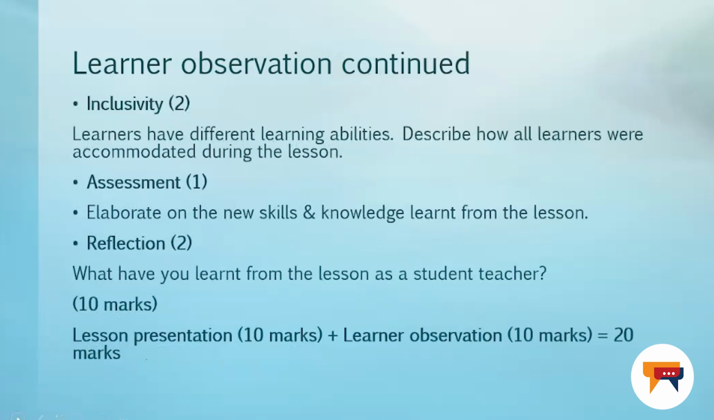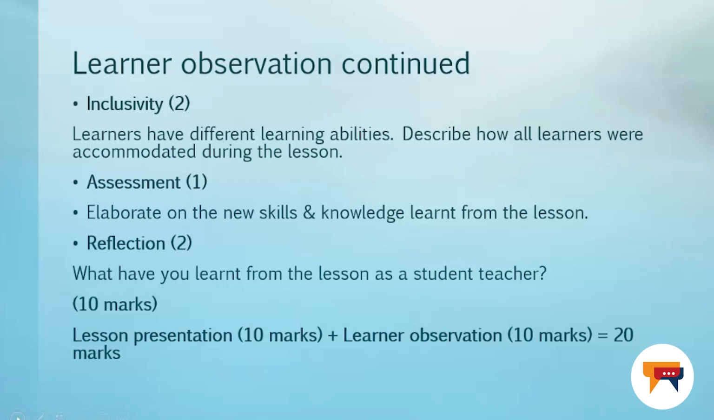Then we go on to the next part of the learner observation sheet. And here we look at inclusivity, which is 2 marks. Learners have different learning abilities. Describe how all learners were accommodated during the lesson. Now you tell me, how did the teacher use difficult questions and then lower level questions to accommodate all learners? Did she or he have different activities for them? Did they have a chart that was nice and colorful for visual learners?